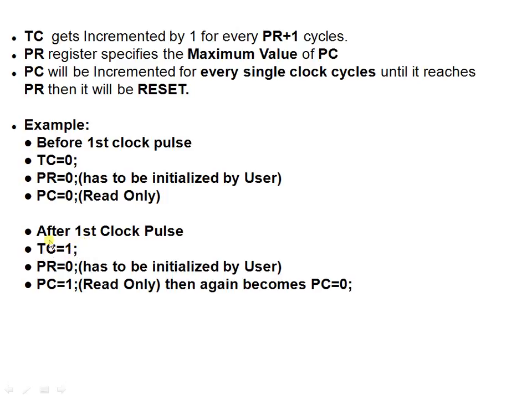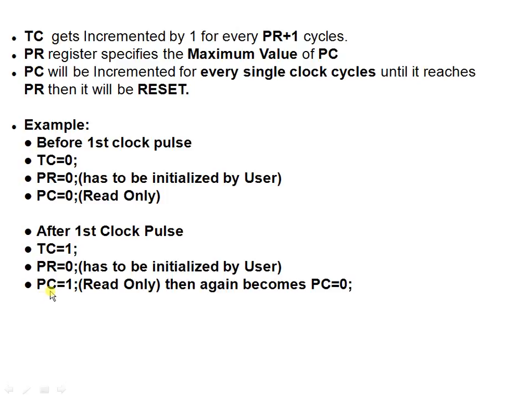So TC gets incremented by 1, and PC value, as you can see, now it is holding 1 and immediately becomes 0. Why? Because it gets incremented until it reaches PR, then it will be reset. So this is how TC, PR and PC are interrelated.